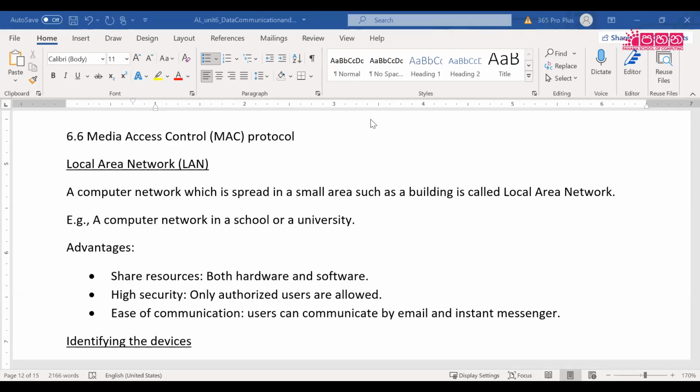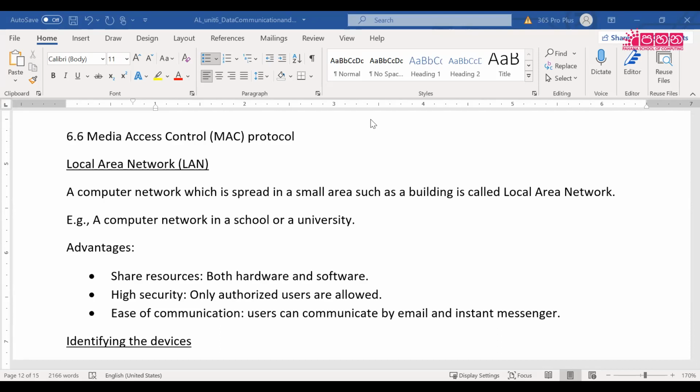So in this part, we are going to discuss media access control, or MAC protocol. But before that, let's start with looking at what a local area network is. We already know networking is connecting computers together. When you connect devices together in a small area, like a building, we call it a local area network. A computer network in a school or a university can be considered a local area network.